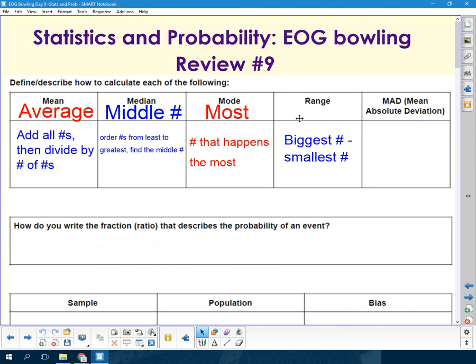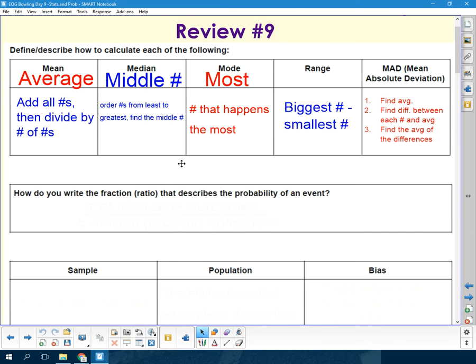Then one new thing we talked about was mean absolute deviation. There's a couple steps, really 3 steps. First thing you want to do is find the average of the set. Then you're going to find the difference between each number and the average. And then you're going to find the average of all those differences. So there's 5 big words from our statistics part, and then one big thing from our probability part coming up.